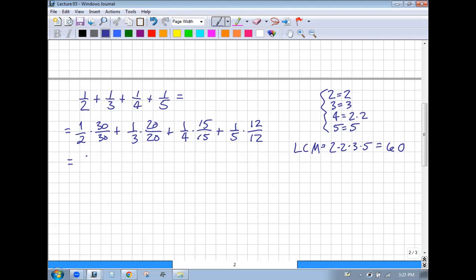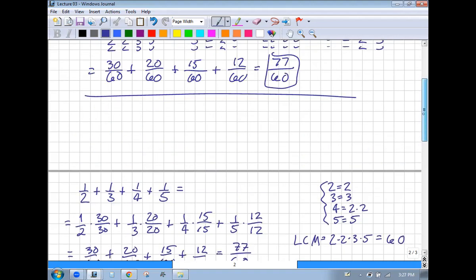So this one gives us 30 60ths. This one gives us 20 60ths. This one gives us 15 60ths. And this one gives us 12 60ths. And again, now that we got a common denominator, we're adding 60ths. We just add the tops across and you get what, 77? All right. That's how they would teach this in the book for y'all, right?